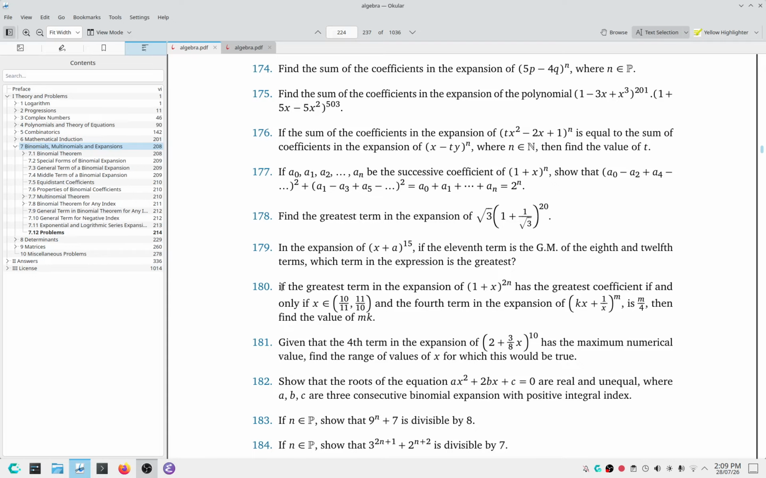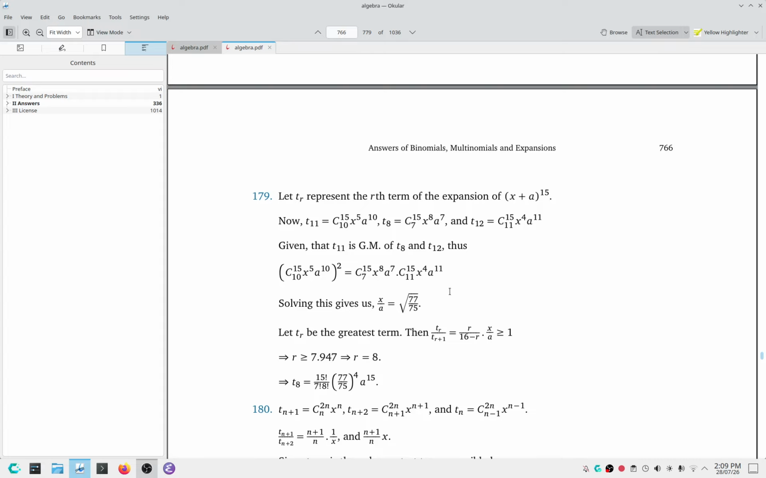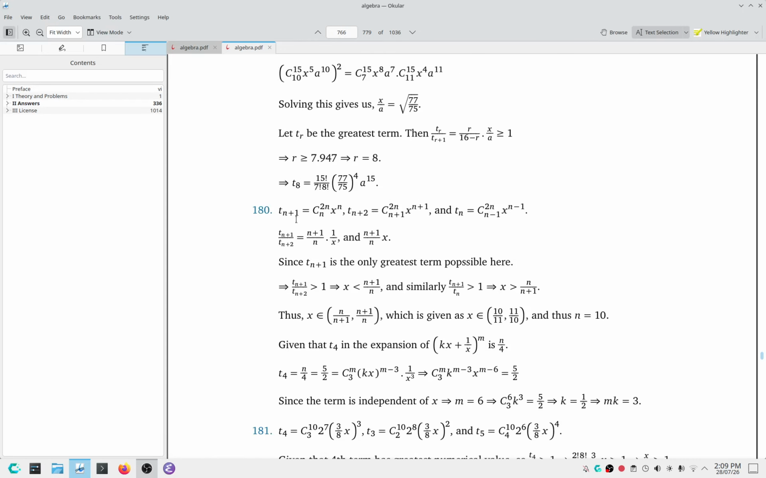Question 180 says, this should be capital: the greatest term in the expansion of (1 + x)^2n has the greatest quotient if and only if x is in the set (10/11, 11/10), and the fourth term in the expansion of (kx + 1/x)^m is m/4. Then find the value of mk. So Tn+1 is 2nCn x^n.